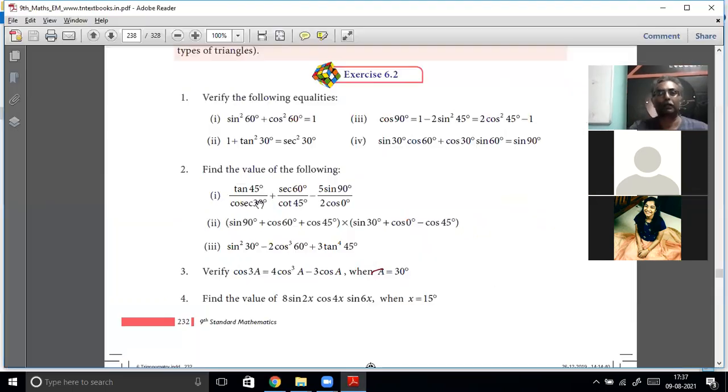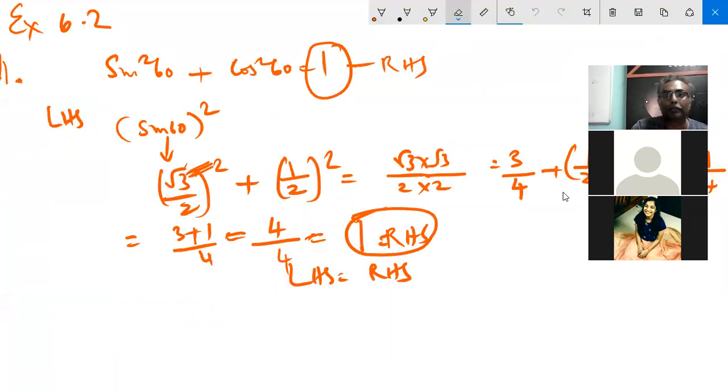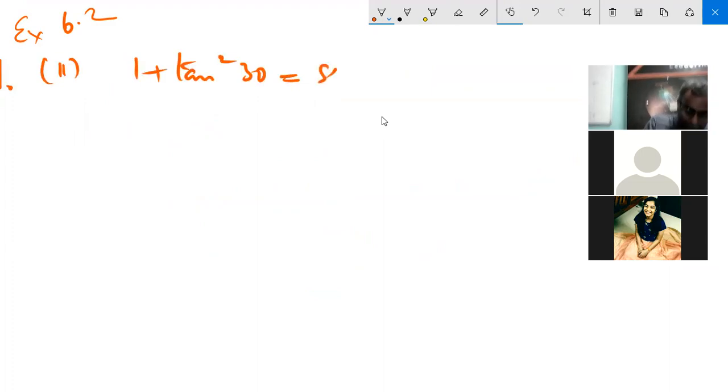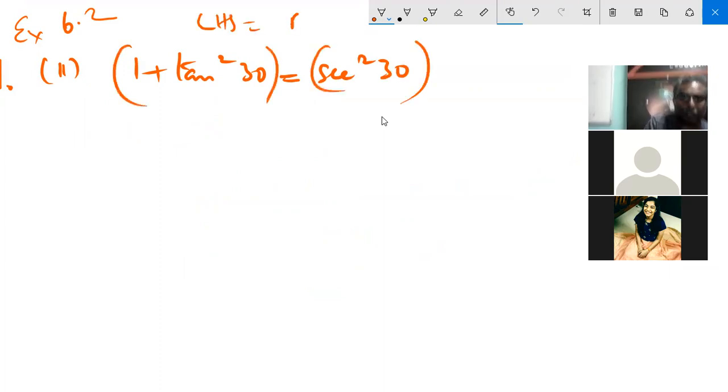Okay. Now what will we take? Let us take exercise 6.2, second sum. 1 plus tan squared 30 is equal to secant squared 30. That's what you have to prove. This is LHS. You have to prove that it is equal to RHS. LHS means left hand side. RHS means right hand side.